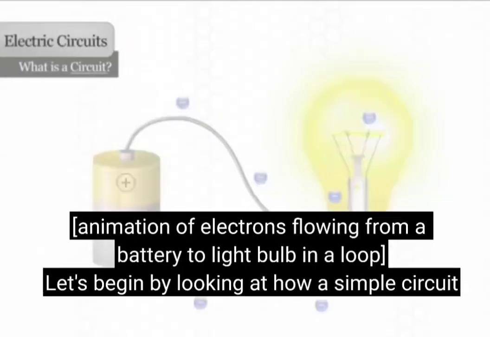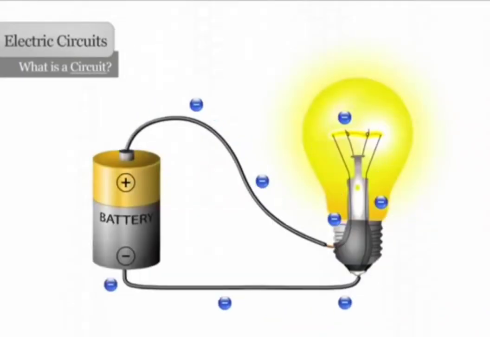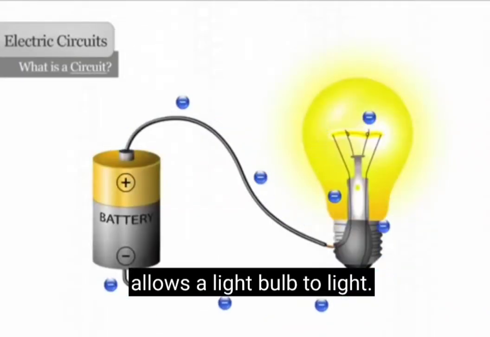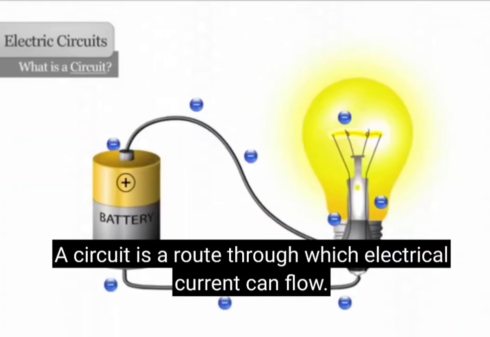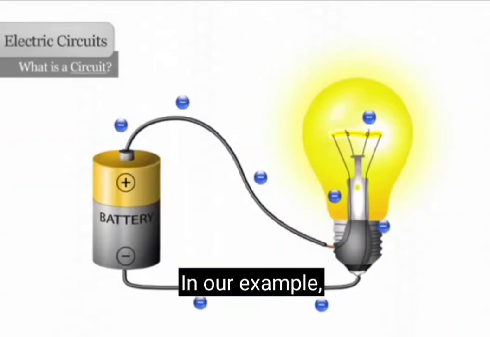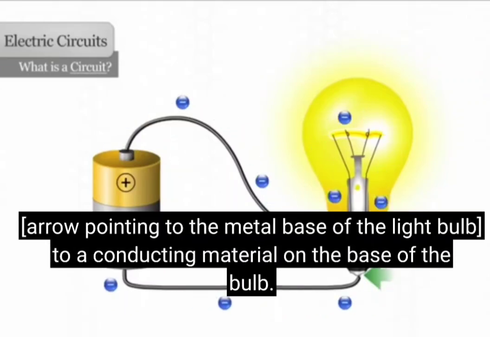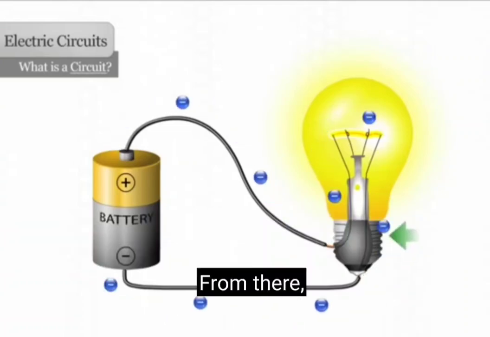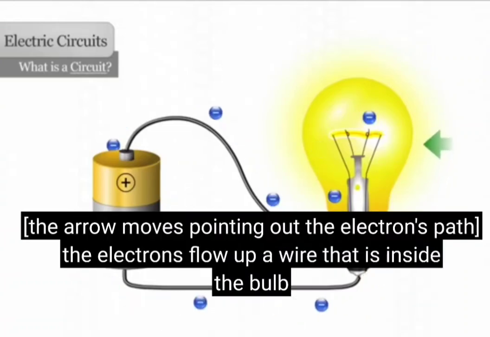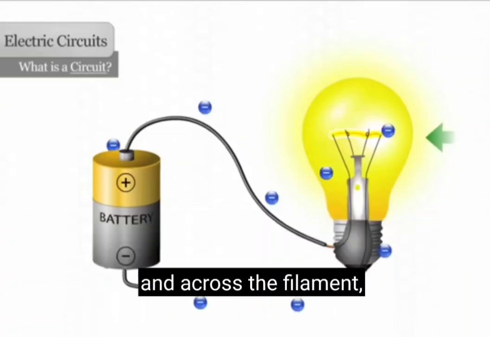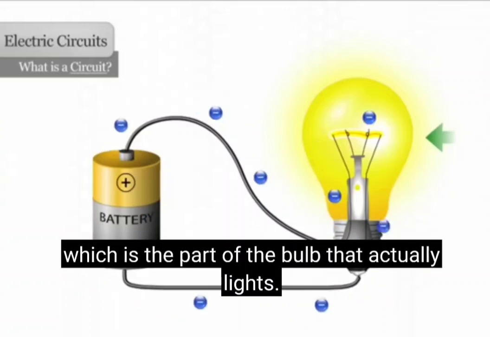Let's begin by looking at how a simple circuit allows a light bulb to light. A circuit is a route through which electrical current can flow. In our example, electrons flow from the negative side of a D-cell battery to a conducting material on the base of the bulb. From there, the electrons flow up a wire that is inside the bulb and across the filament, which is the part of the bulb that actually lights.